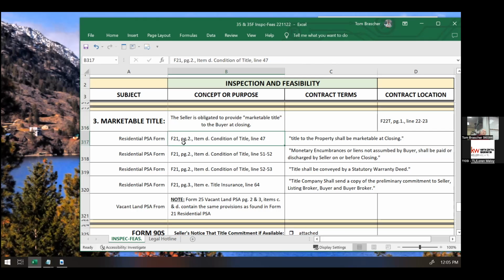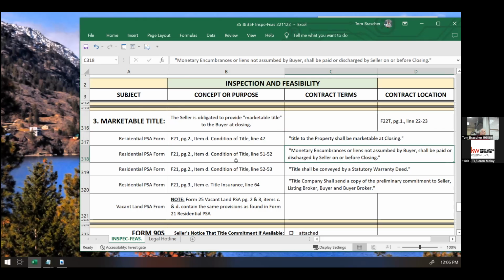Because on Form 21, page 2, item D, condition of title on line 47, title to the property shall be marketable at closing. This is stated right in the purchase and sale agreement, and it's reemphasized here on the title form. Also, in item D on lines 51 and 52, monetary encumbrances or liens not assumed by the buyer shall be paid or discharged by the seller on or before closing.